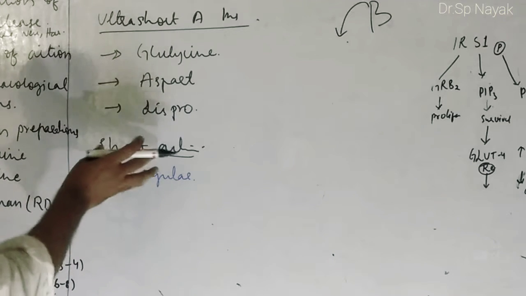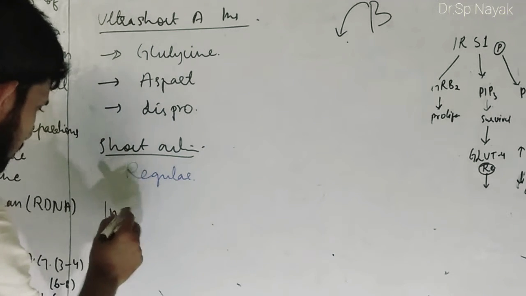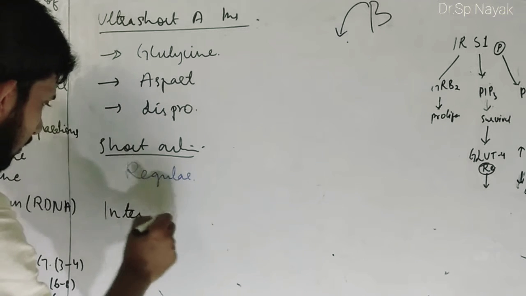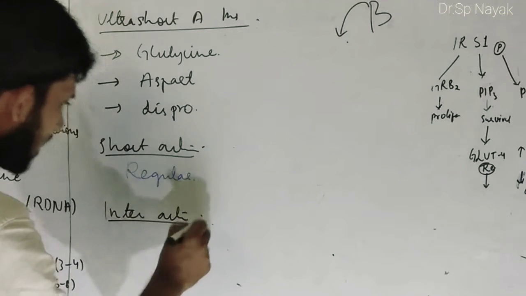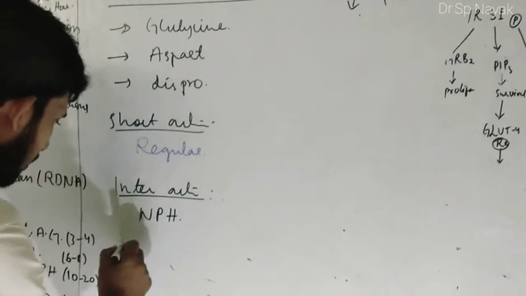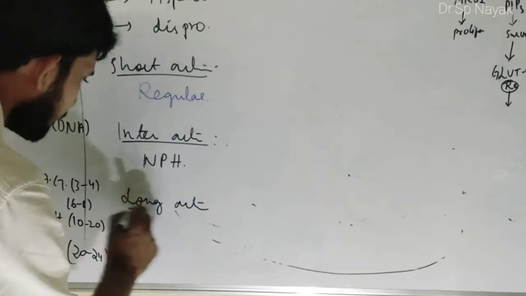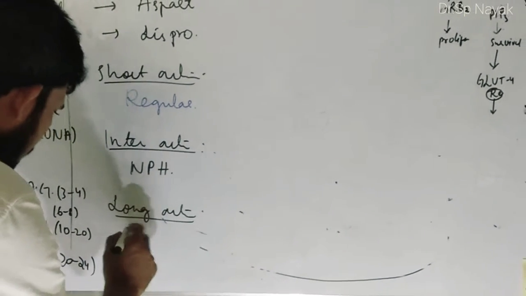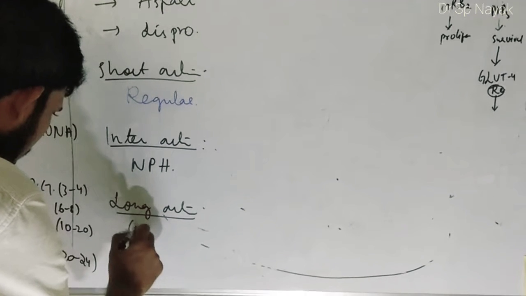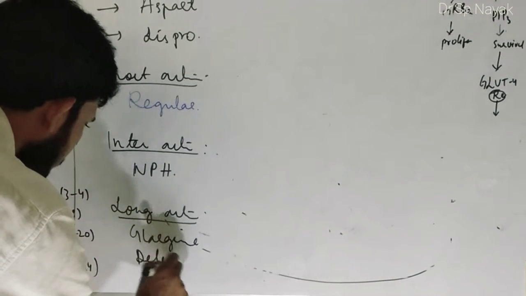However, I am differentiating short acting into ultra short and short. The third one is intermediate acting, and in intermediate acting we have NPH. And finally we have long acting insulins. In long acting insulins we have glargine and detemir.